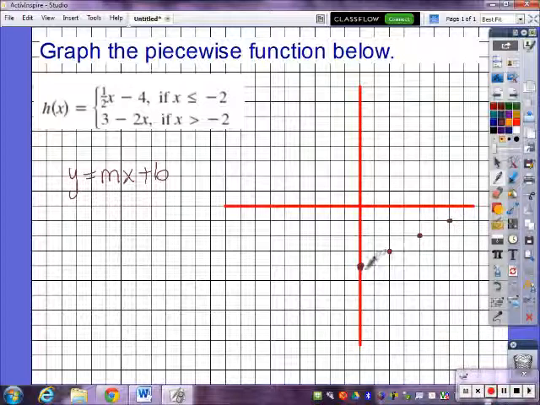And then I want to extend to the left as well. So down 1 over 2, down 1 over 2. And then I just connect my dots. Okay? And now I'm going to graph 3 minus 2x, which is this line here.